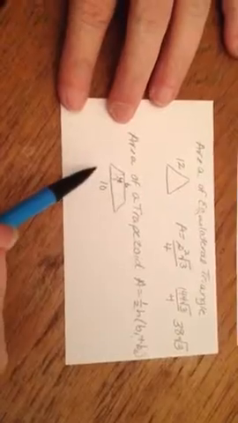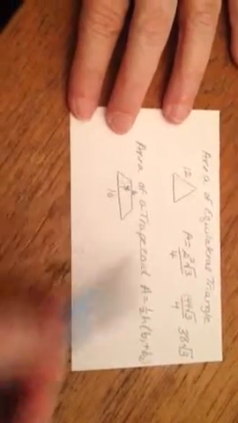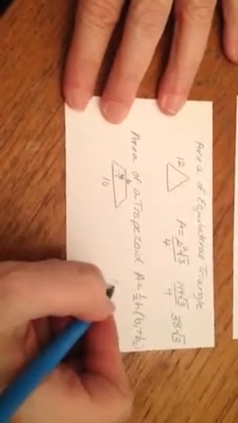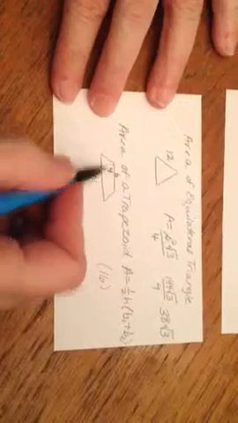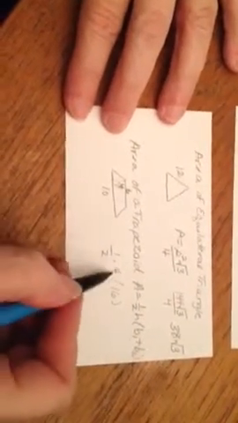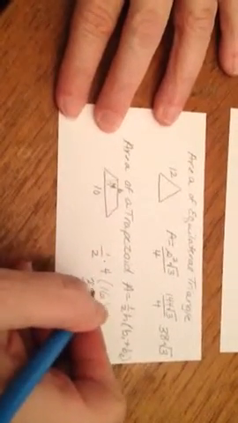Last one, area of a trapezoid. Area equals half of the height times the sum of the bases. 6 plus 10 is 16. Height is 4. Multiply times a half. Half of 4 is 2. 2 times 16 is 32.